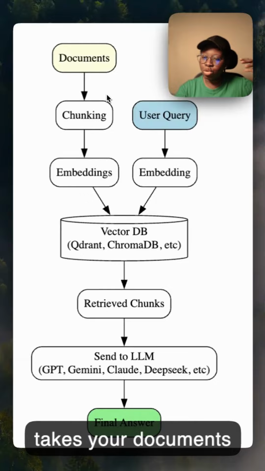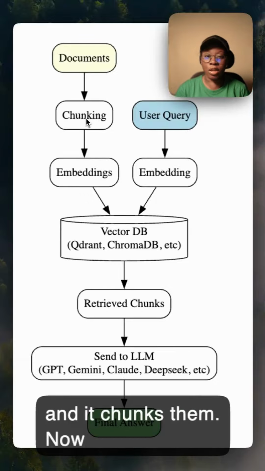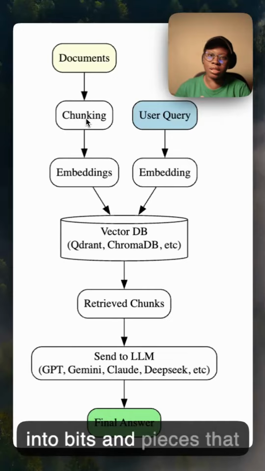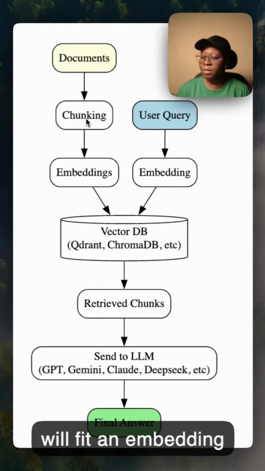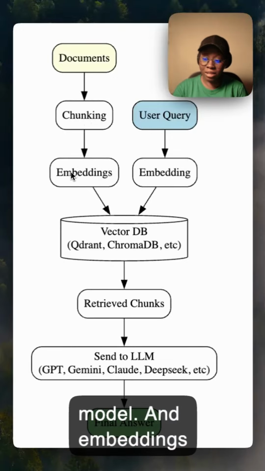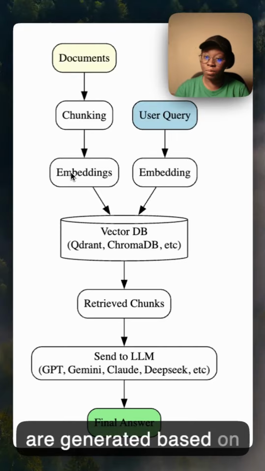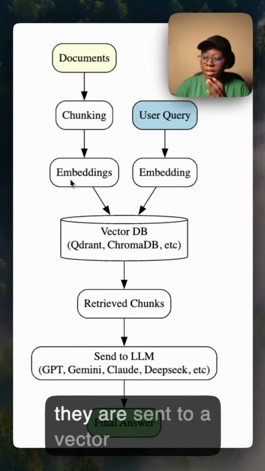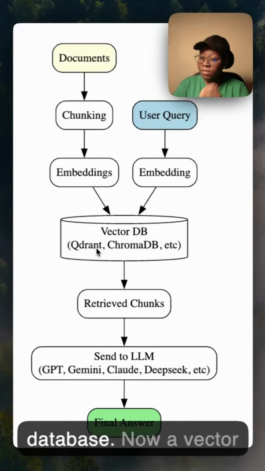It takes your documents and it chunks them. Now, chunking is that it takes them and splits them into bits and pieces that will fit an embedding model. And embeddings are generated based on those pieces from your documents, and then they are sent to a vector database.